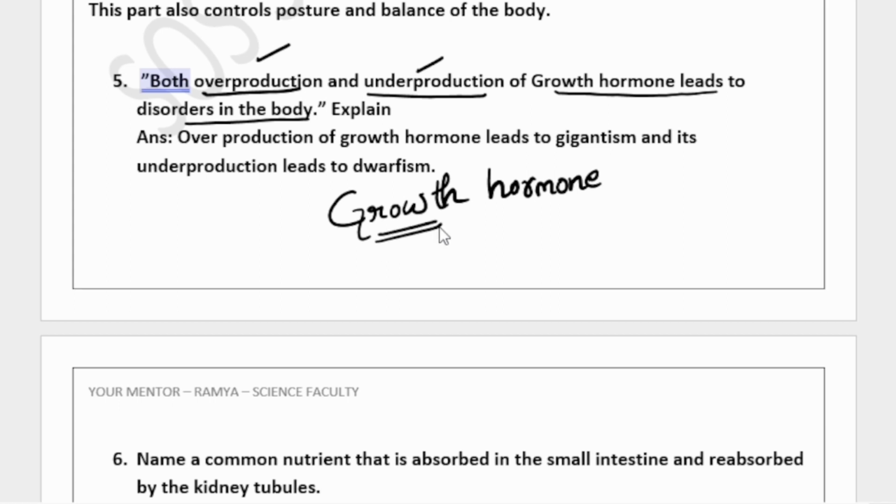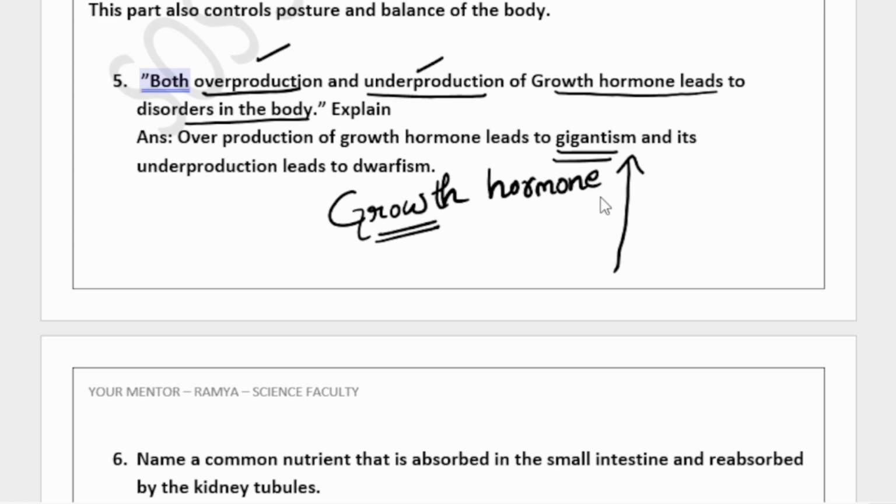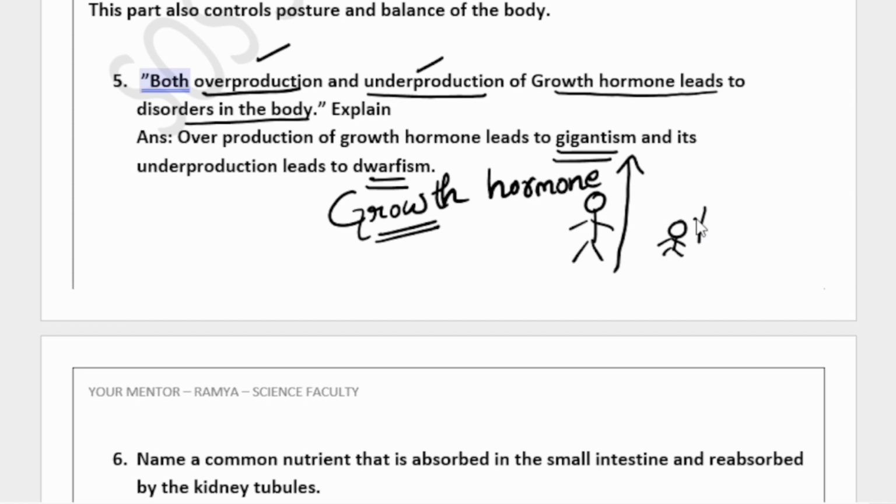If this growth hormone secretes in more amount, what happens? It leads to a condition called gigantism. The person will be very tall. Okay. Next, if the same growth hormone is produced in less quantity, what happens? That condition leads to dwarfism. That means the person will be very short. He is a dwarf. Okay.